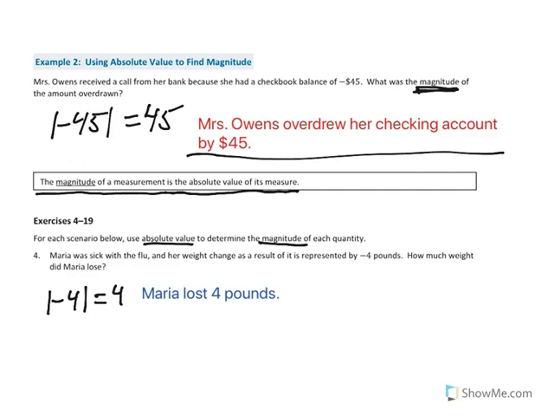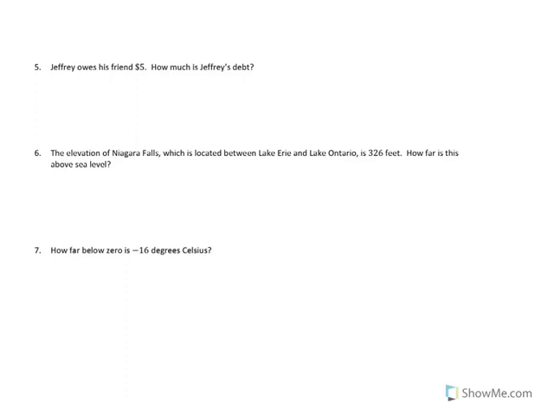When we talk about absolute value, we don't talk about positive or negative. If people ask, yes, it is a positive number. But the bottom line is they just want to know how many pounds she lost. They don't want you to show them a sign.